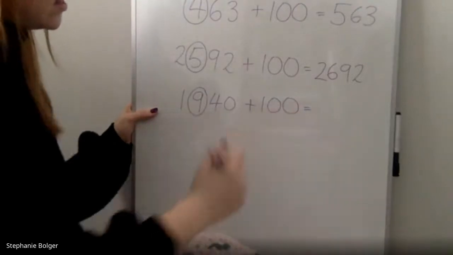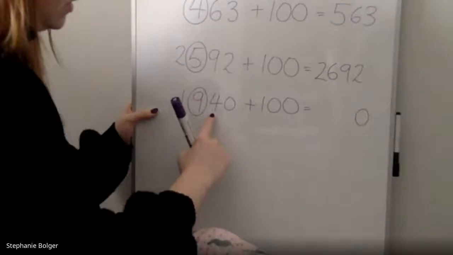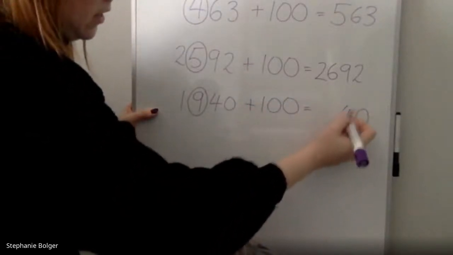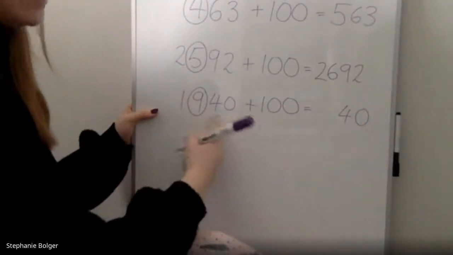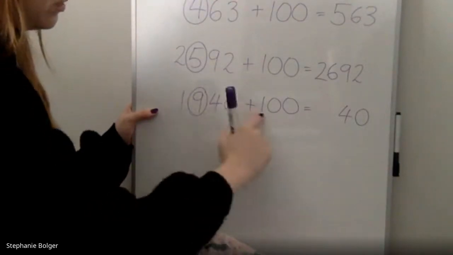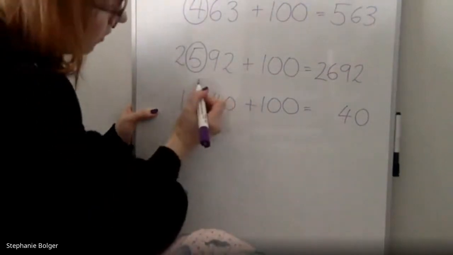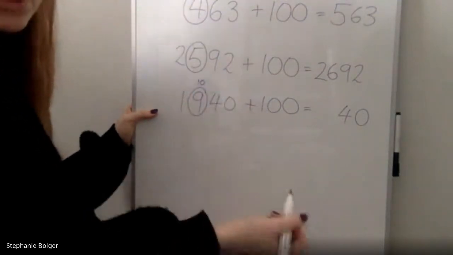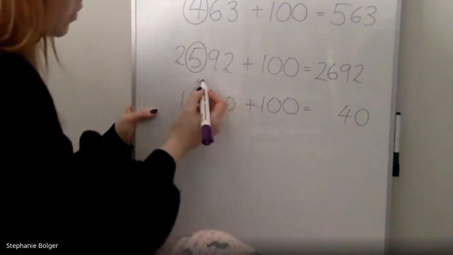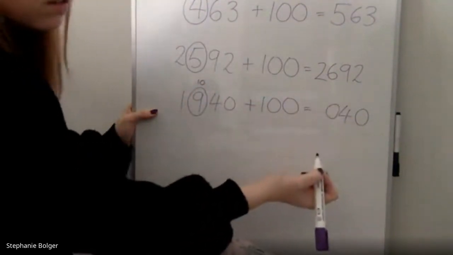So to do my answer, ones first, still 0 ones. Tens, still 4 tens. They stay the same. We're not adding anything there. Now I'm up to my hundreds. 9 hundreds plus 100 would be 10 hundreds. So I'm going to put my little 10 up here just so I remember how much it equals. I've got a 0 there. My 0 is going to go in my hundreds place.